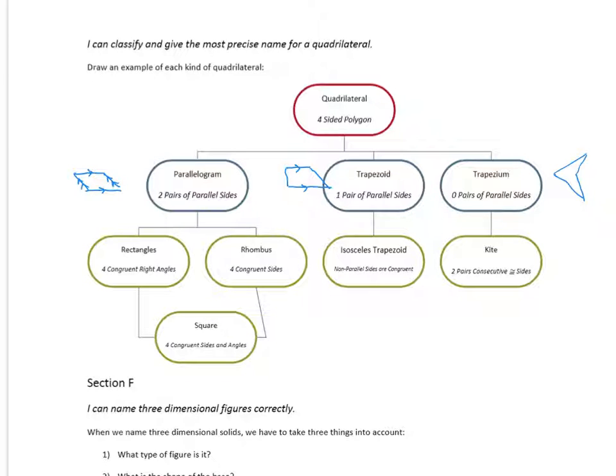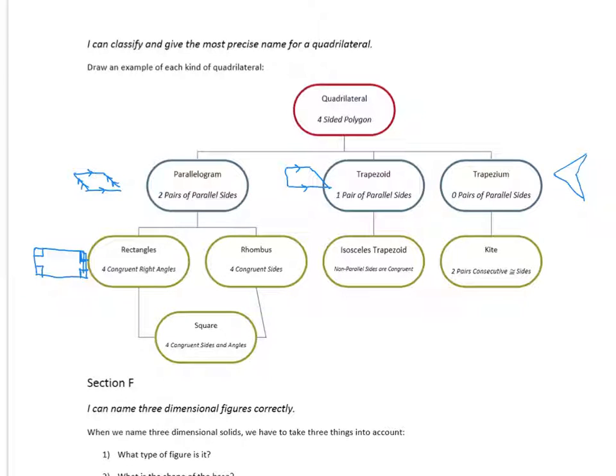Looking at the parallelograms, we have 3 special kinds of parallelograms. So all of these are parallelograms, they're just special. A rectangle is a parallelogram with 4 congruent angles. And because these are quadrilaterals, which would have a total of 360 degrees, each angle happens to be a right angle.